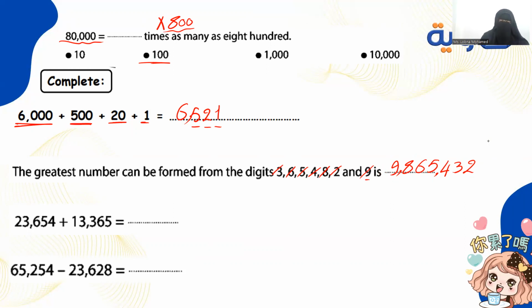9,865,432. Okay, now let's move to the next question. We have to add these two numbers together. You can add them horizontally like this, or you can align them above each other to add them together. But let's add them like this. I think it's easy for you.